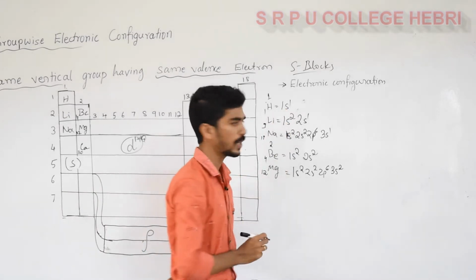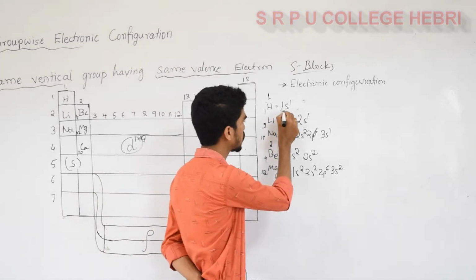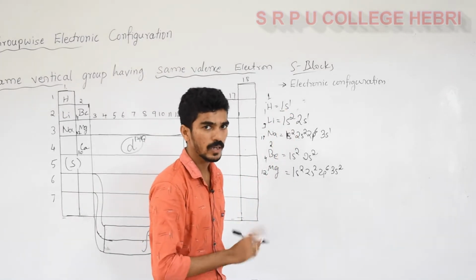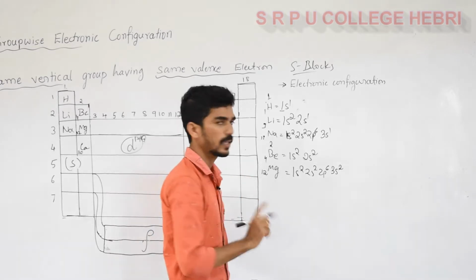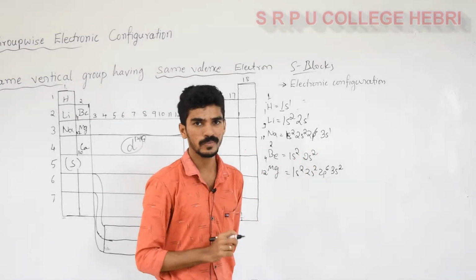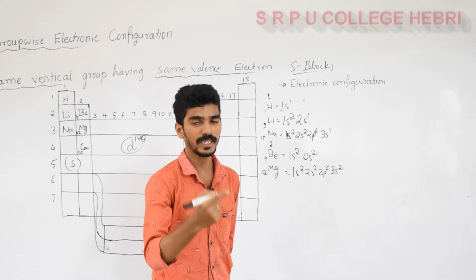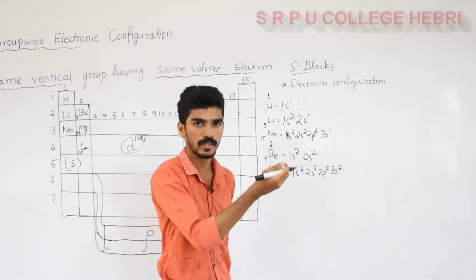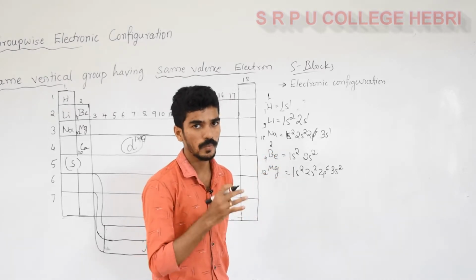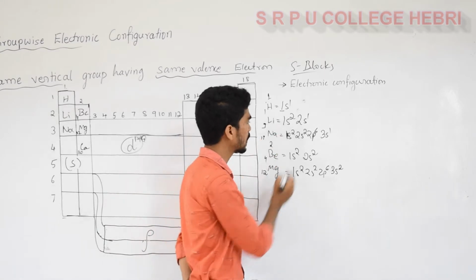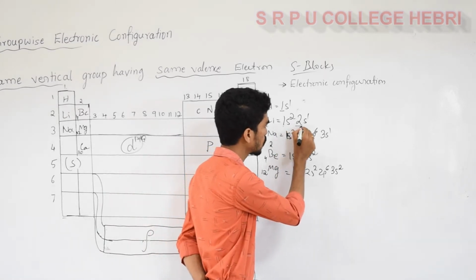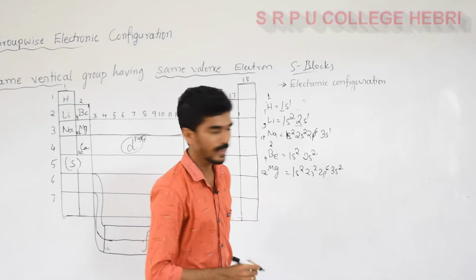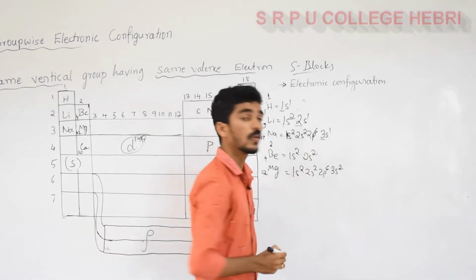So here hydrogen, having only one orbital, n should be maximum, that is the valence shell or outermost shell. When we write the electronic configuration, the maximum integer value of n is the main shell or valence shell. For lithium, having 1 and 2, 2 is the maximum number, so 2 is the valence shell. Here 3 is the valence shell.